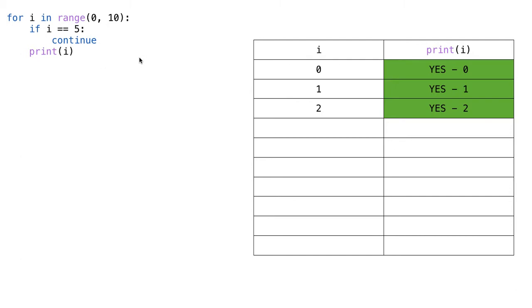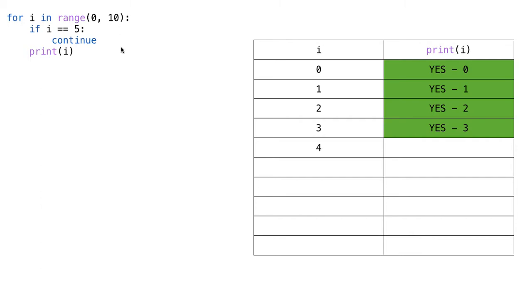Now we go to I equals 3, the next value in the range of values that I is going to cover. Again, we ask this question, is I equal to 5? That is not true. 3 is not equal to 5, so we ignore this continue statement and simply proceed normally, printing out what the value of I is.